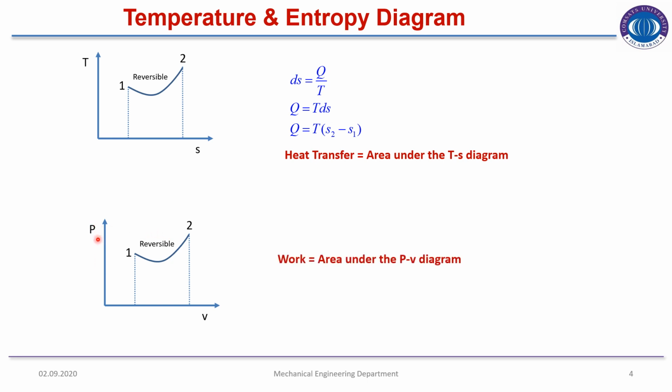Beneath here you are seeing the PV diagram for the same process. We have already discussed in the previous lecture that if you want to calculate the work graphically, the area under the PV diagram will give you the work done. So here we have to remember that the area under the TS diagram will give us the value of heat transfer, and the area under the PV diagram will give us the value of work done.